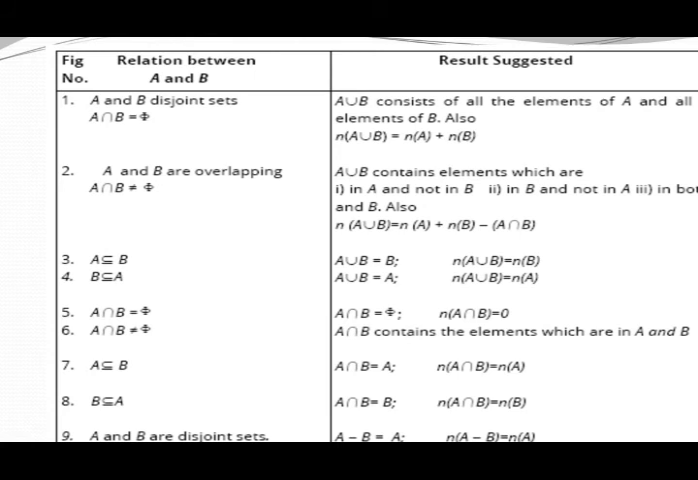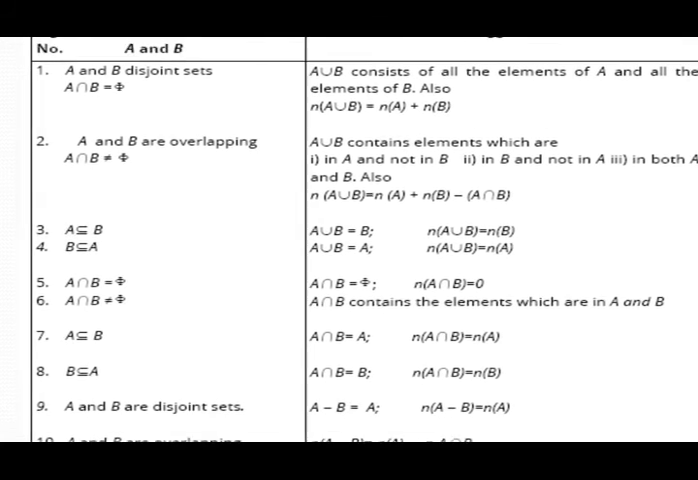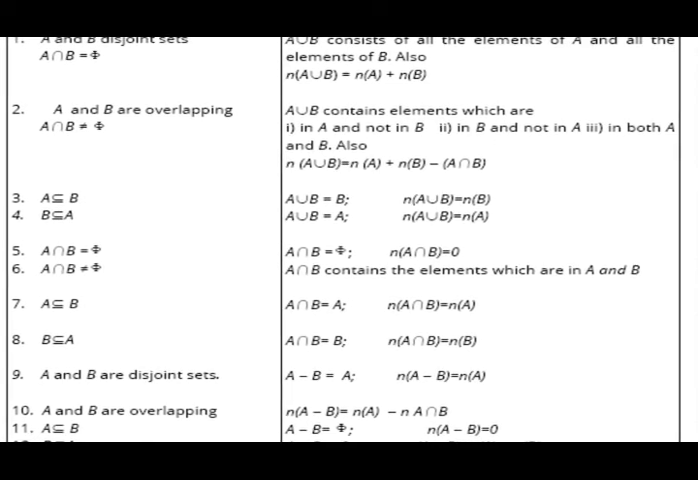In the third condition, A is a subset of B, and if we find their union, it is equal to B, the superset, the greater set. And if B is a subset of A, the fourth part, then the union is the greater set, now A. If A intersection B is empty, it contains no element. Not empty, it contains some elements of A and B.